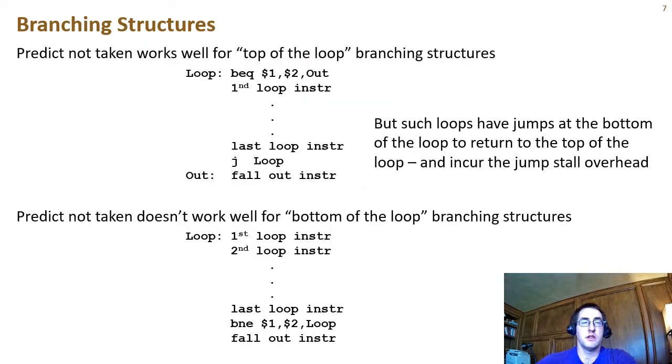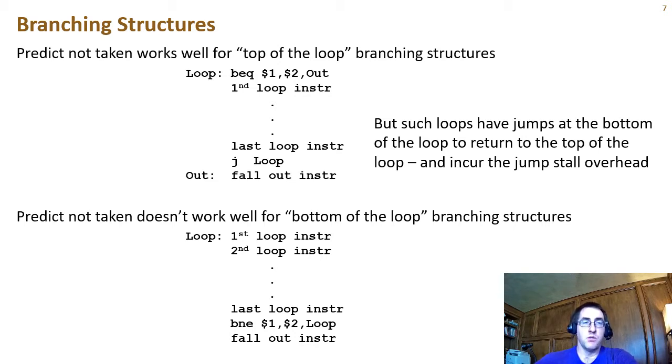Now, the thing about predict not taken is that this static prediction scheme works well when branches are at the top of a loop, because the branch condition is to leave the loop, and under the assumption that loops are more often repeated than not, the jump at the bottom of the loop returning to the top of the loop will incur a jump stall overhead, and so you're still paying for that penalty. Now, some processors, including some MIPS processors, will use a delay slot after a jump instruction as well.